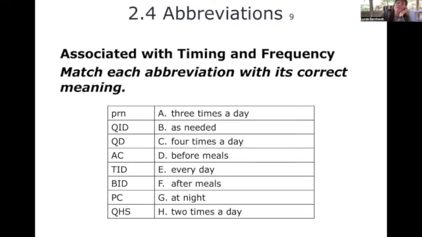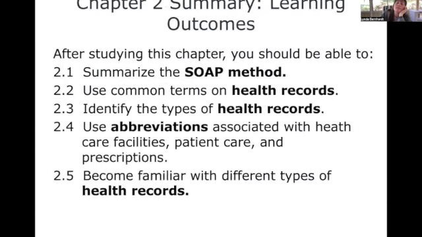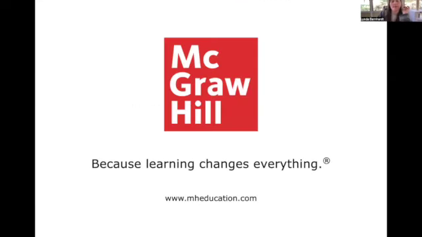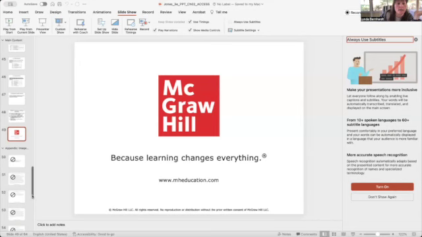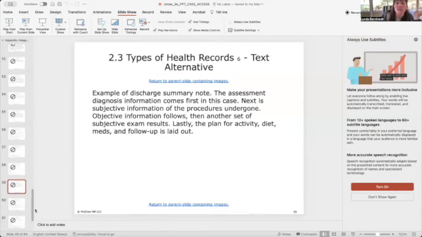Timing and frequency. Now, summary for chapter 2. You should understand the SOAP method, health records, abbreviations, and whatnot. There is still more stuff to this PowerPoint, so let's see. Well, it's done. It tells me that there's 64, but oh, look at that. It's got a whole bunch of nones. Interesting. I wonder why it has all those. But anyway, that was it for the official PowerPoint for chapter 2.